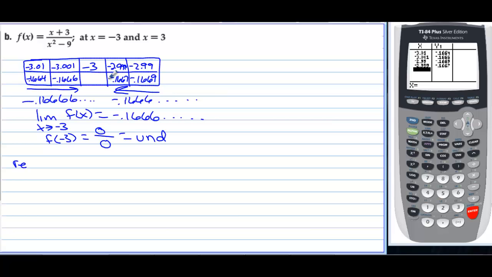So we must have a removable discontinuity at x equals -3. Limit's good. It's going to a value on both sides. But once we get there, there's nothing there. There's a hole in the graph. All right, last one here, and we're moving on.